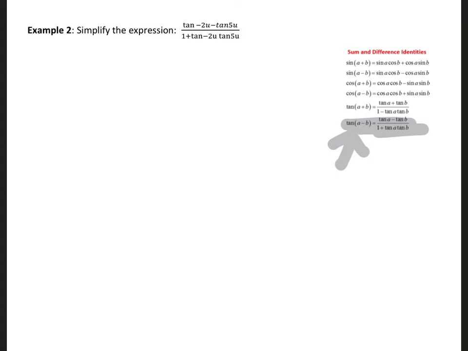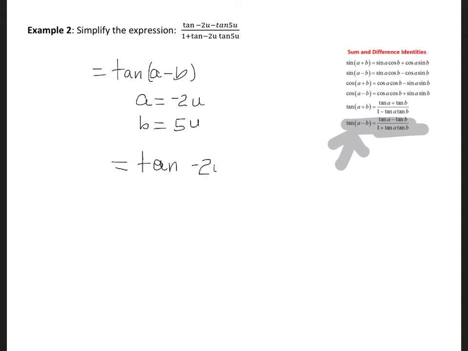So I know all this is going to equal tan A minus B, and I just need to know what A is. So from the expression, A is equal to negative 2u, and B is equal to 5u. So I just have to write here tan negative 2u minus 5u, and that's going to be tan negative 7u, and that's the answer.